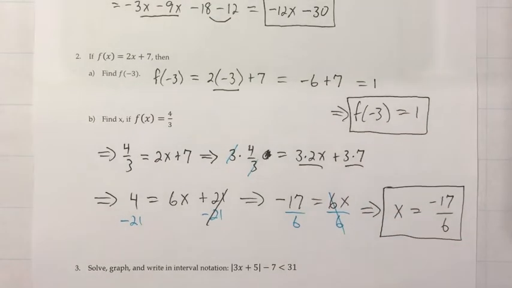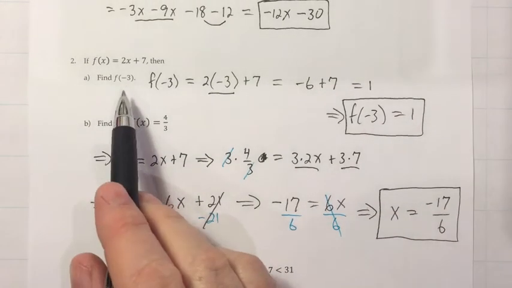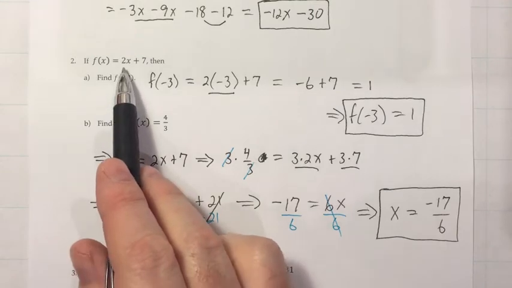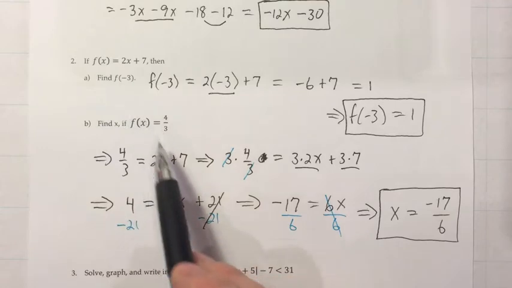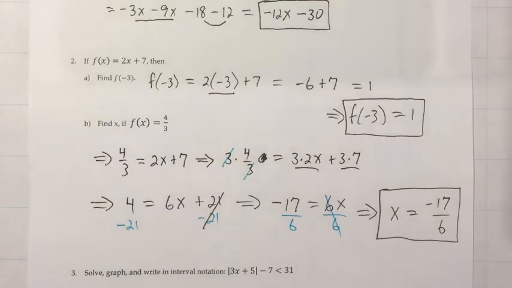So notice the difference between how these work depending on where the number is. If it's inside the parentheses, we're just plugging it in for x. But if it's f of x equals, we're going to replace f of x by that, and then we're going to do some algebra to solve for x.